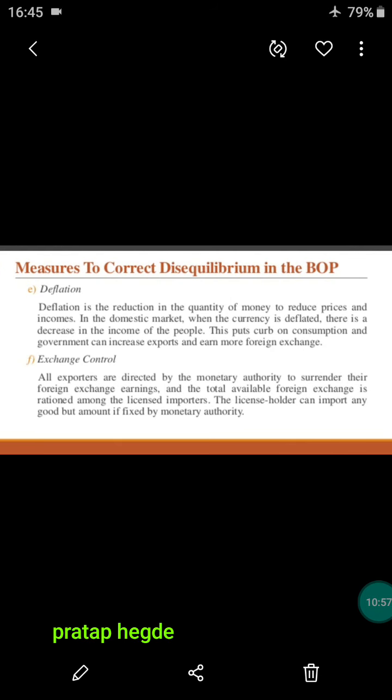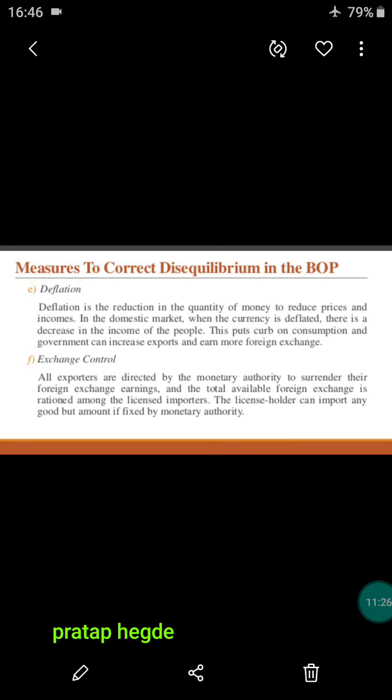The next measure is deflation. Deflation, as opposed to inflation, is the reduction in the quantity of money to reduce prices and incomes, whereas inflation is the continuous increase in the prices of goods and services, isn't it? So deflation is the opposite of that. Deflation is the reduction in the quantity of money to reduce prices and incomes.